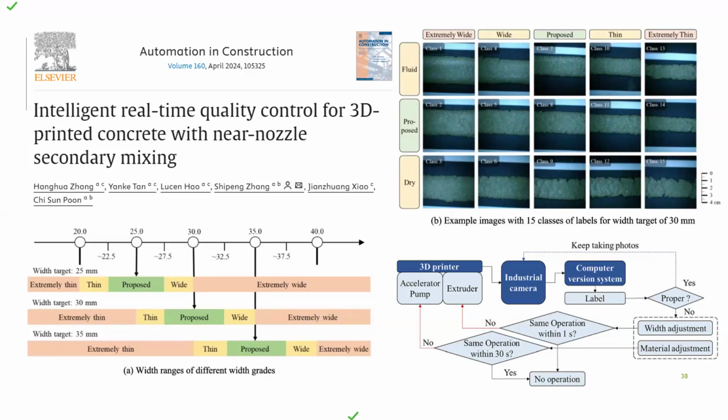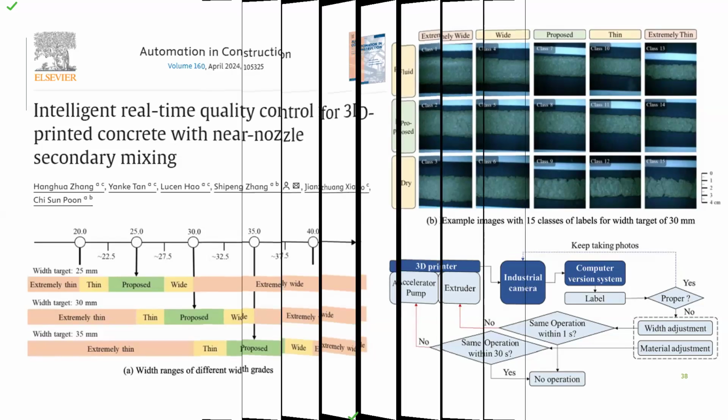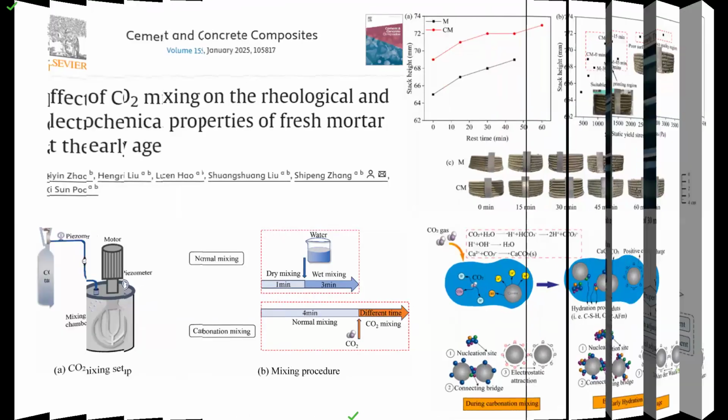So this is a great example of the application of AI technology to control the extrusion behavior of 3D concrete printing in real time. You don't have to do it manually. You just have to have the camera which will record, and then it will automatically increase or decrease the speed.